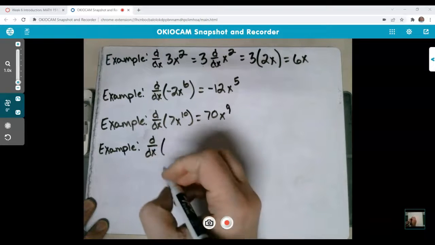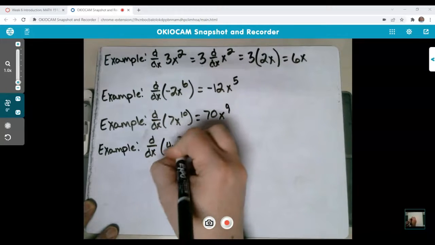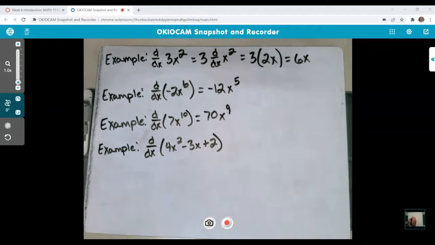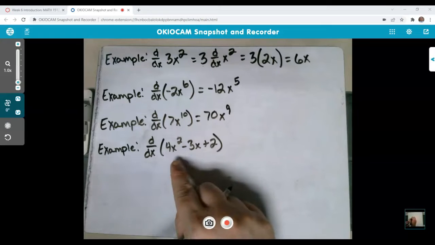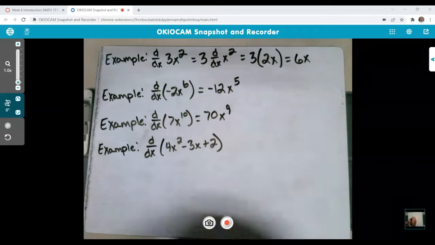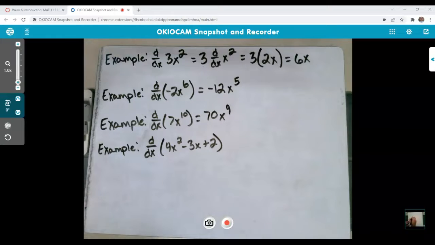The derivative of 4x squared minus 3x plus 2. Derivative of something like that. So far, we would have had to plug in x plus h, work everything out, and then minus f of x, divide it by h, and all of that stuff, right? That's what we have done. Well, now with the power rule, I can do this a much quicker way.